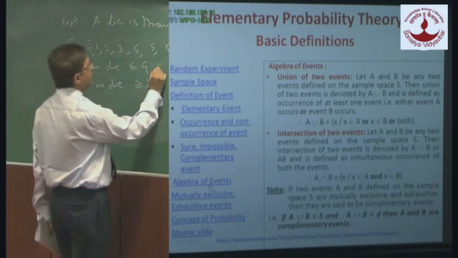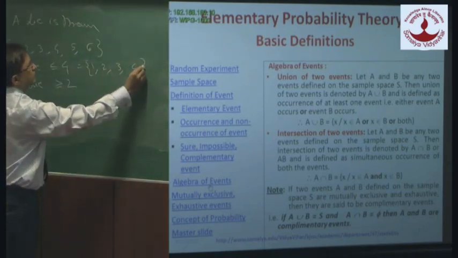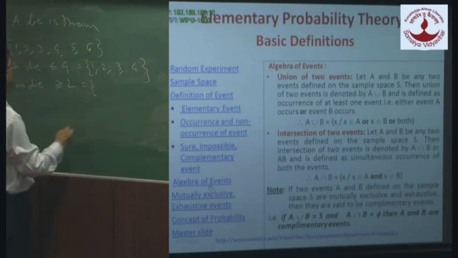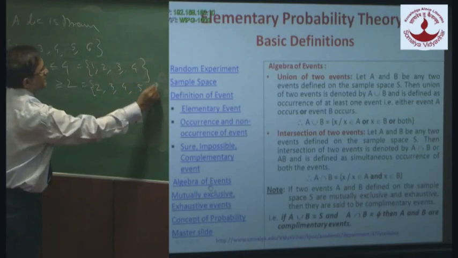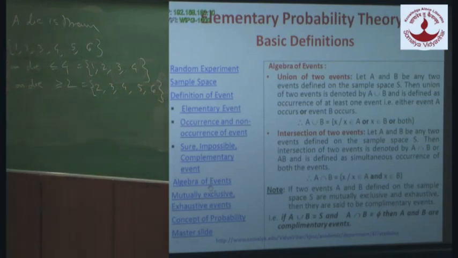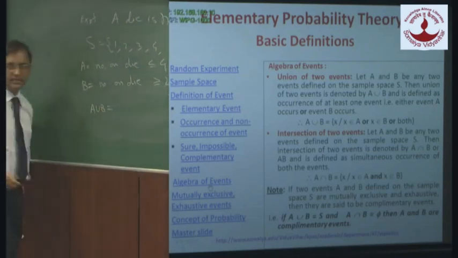So what is the set A? What are the possible outcomes? Less than or equal to 4: 1, 2, 3, 4. And here, greater than or equal to 2 means 2, 3, 4, 5, 6. Is that okay? Now consider A union B, the joining of 2 events.